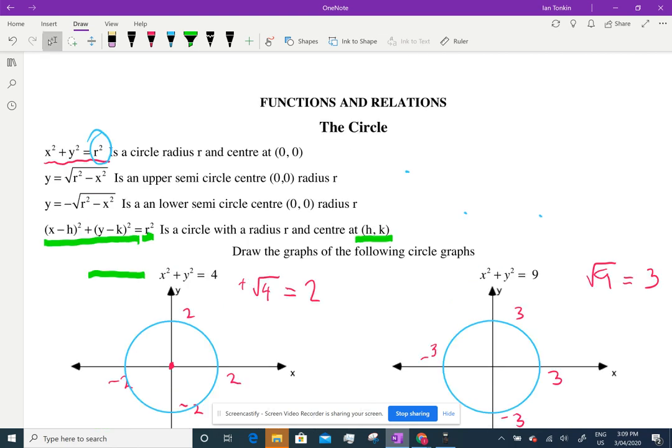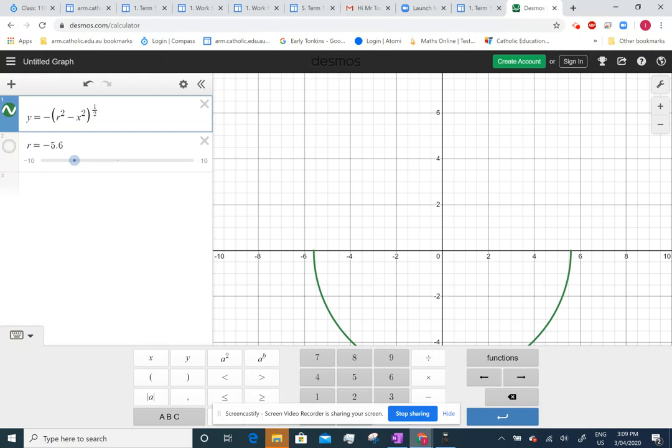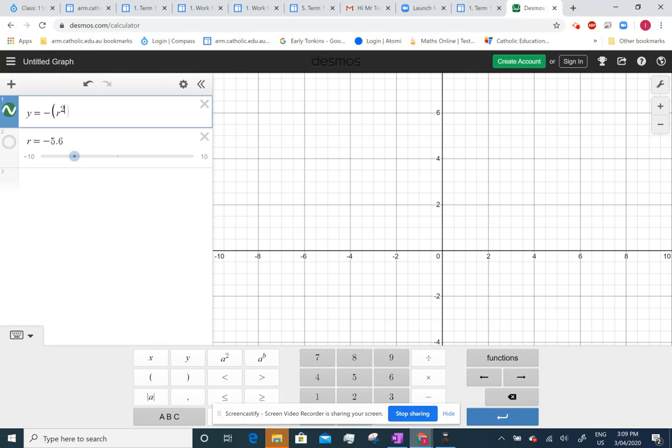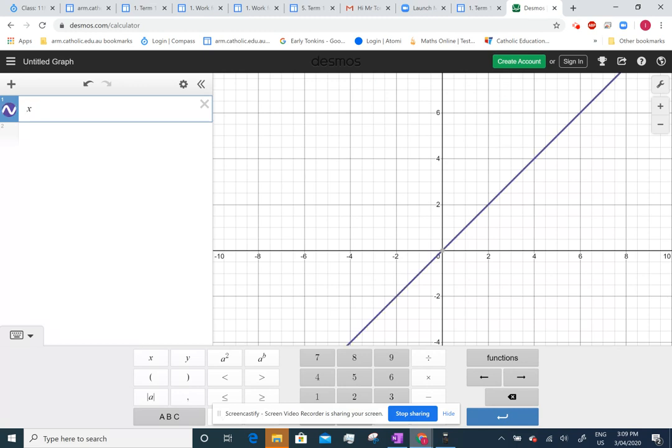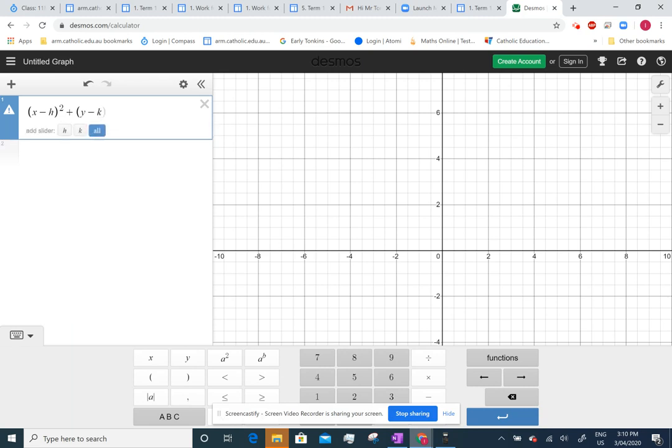When we do functions and relations, if you put something with the y, it moves it up and down. If you put something with the x, it moves it left or right. Let's just demonstrate that on Desmos. So we'll write that exact equation. So x squared plus, oh no, I've got to put in brackets. So x minus h all squared plus y minus k all squared equals r squared.